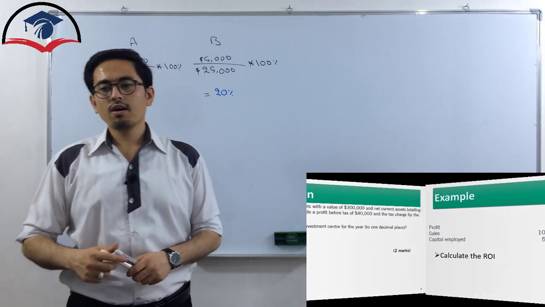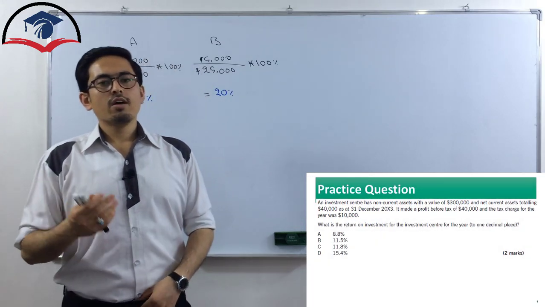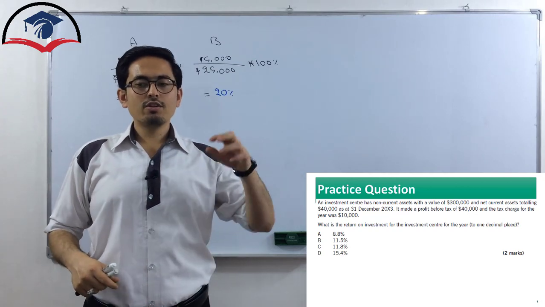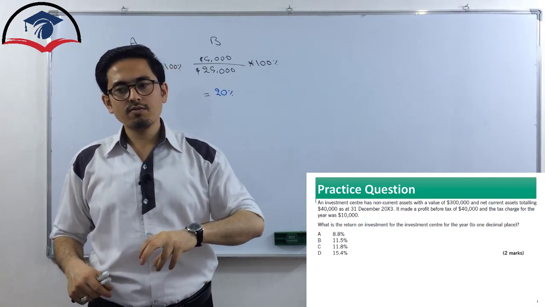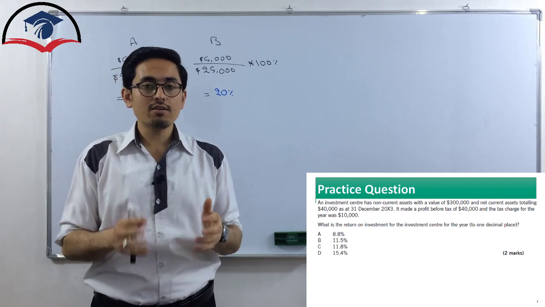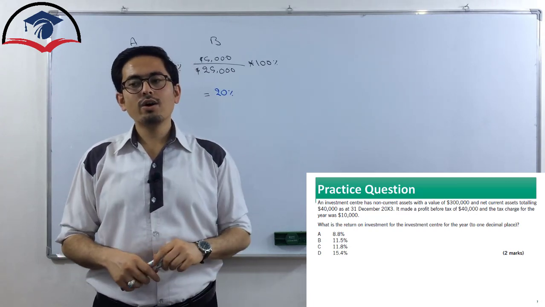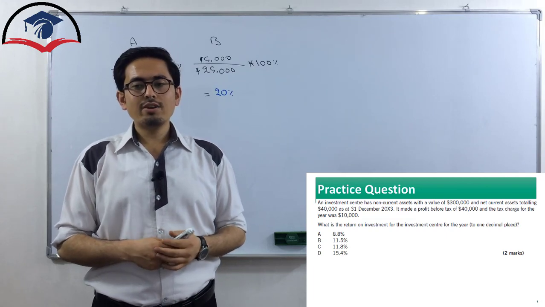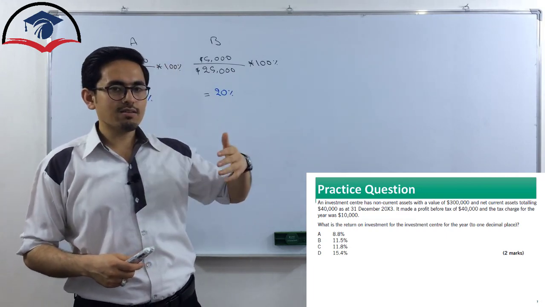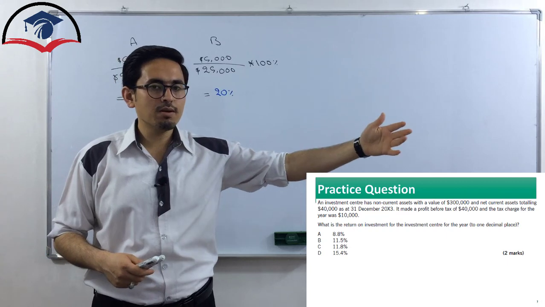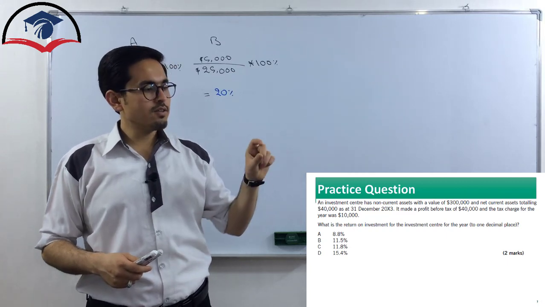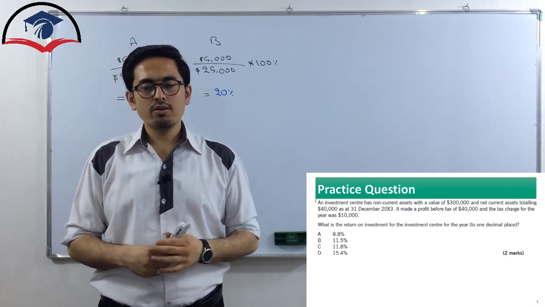Let's go ahead. We have a practice question. The requirement for this practice question is: what is the return on investment for the investment center for the year? For this year, what is the ROI? Calculate it to only one decimal place. Of course, if you divide something and it has multiple decimal places, you need to round it off to one decimal point only.